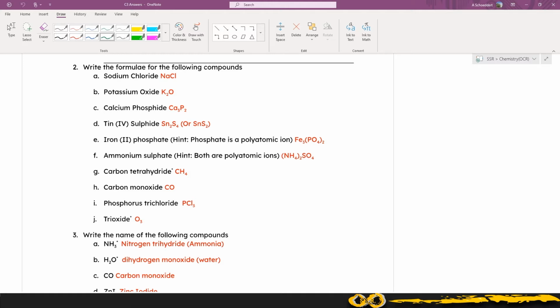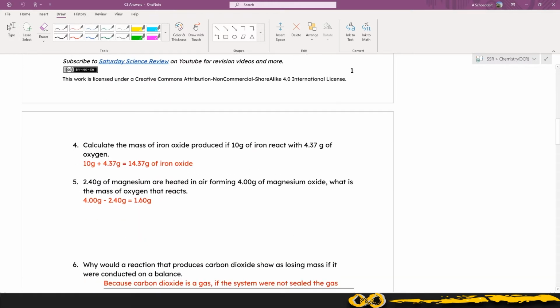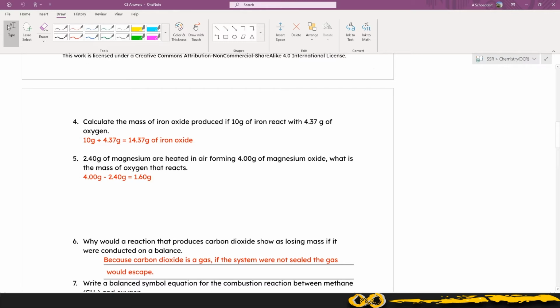When you're doing your calculations for masses produced or masses required, make sure that you've got all the masses involved. If you don't have all the masses involved, then instead of using just the straight law of conservation of mass, you may need to do the question stoichiometrically. This would only be really on the higher paper.